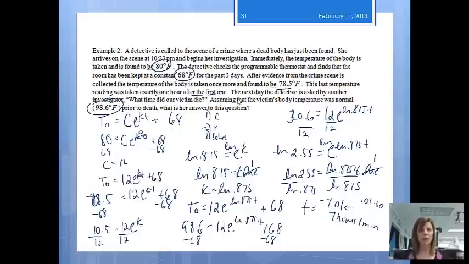So if they found the body at 10:23, and we subtract 7 hours and 1 minute, we will be at 3:22 p.m. was the estimated time of death. So hopefully now you can solve a Newton's Law of Cooling problem.